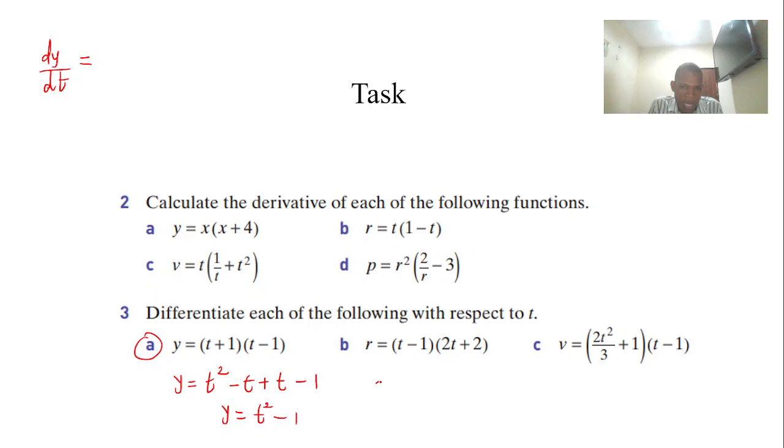Now let's differentiate. So you differentiate after expanding the bracket. So dy over dt is going to give us, now I have t squared, so bring the 2 to the front, subtract 1 from the 2, then minus 0. I differentiated this t squared, I got this. Differentiate 1, because 1 is a constant, you get 0. So my final answer is 2t. That's the answer.